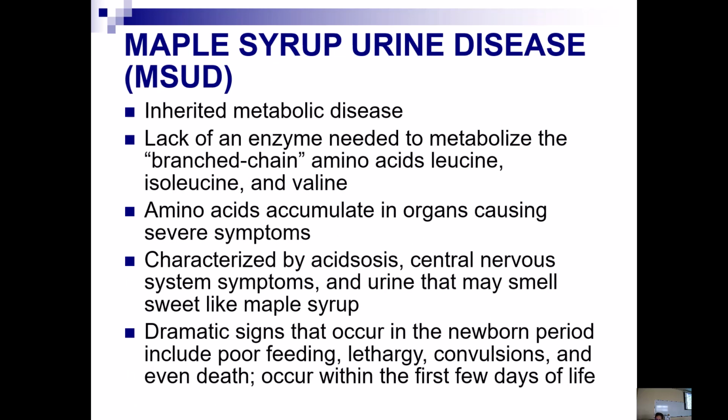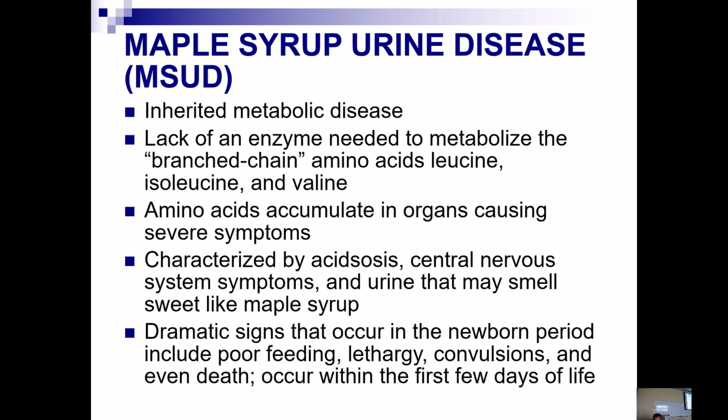Maple syrup urine disease is an inherited metabolic disease. What happens is we lack an enzyme needed to metabolize the branched chain amino acids: leucine, isoleucine, and valine. Because they can't be broken down, these amino acids accumulate in the body, causing severe symptoms characterized by acidosis, central nervous system disease symptoms, and urine that smells like sweet maple syrup.